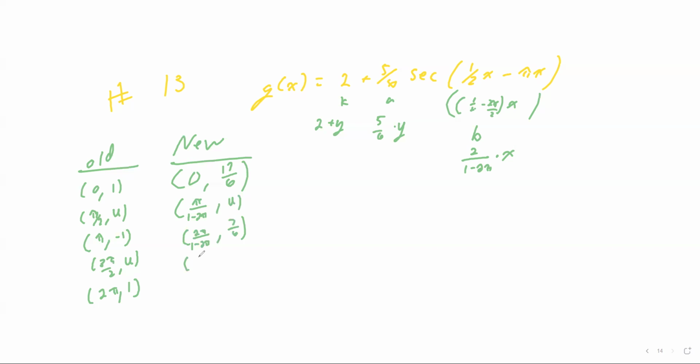And then, hopefully you see a pattern, this will now be 3 pi over 1 minus 2 pi. And then this would be undefined. And then this would be 4 pi over 1 minus 2 pi, which will then become 17/6.